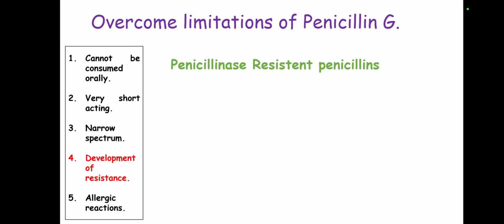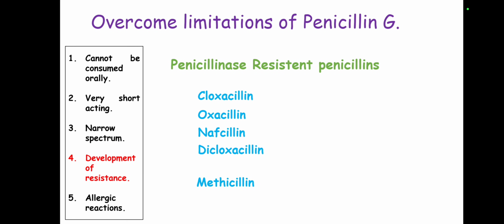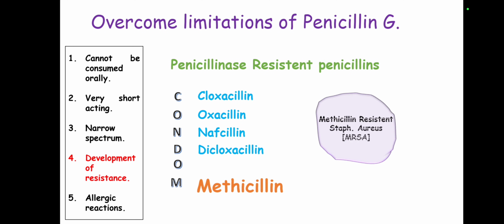Now the examples of penicillinase resistant penicillin are cloxacillin, oxacillin, nafcillin, dicloxacillin and methicillin, and we can remember the names from the mnemonic condom. Now among these, the most resistant penicillin is methicillin. That means if a bacteria is resistant to methicillin, then it is likely to be resistant to all the other penicillins, and that bacteria is given a special name, that is methicillin resistant staph aureus, abbreviated as MRSA.